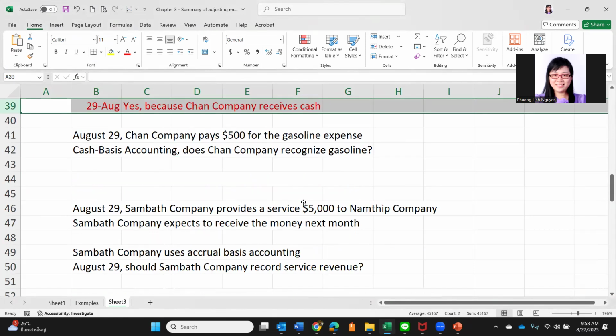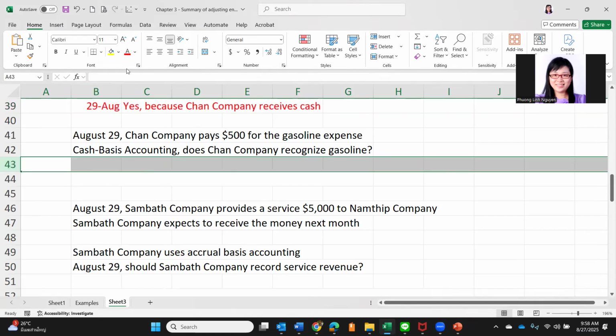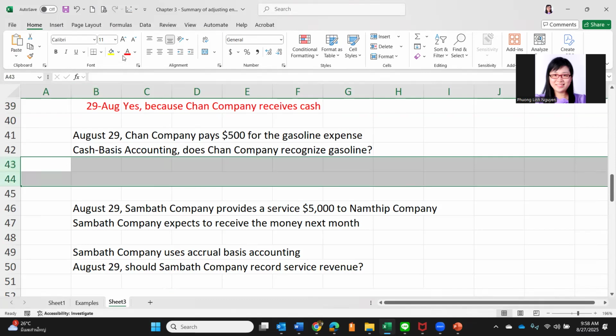All right. Now, another example is that on August 29, Chan Company pays $500 for the gasoline expense. For cash basis accounting, does Chan Company recognize gasoline expense? Now, you remember that in cash basis accounting, we recognize expenses when we pay money. So on August 29, Chan Company already paid money. So yes, we will recognize expenses for Chan Company, $500. We have to record this as expenses.